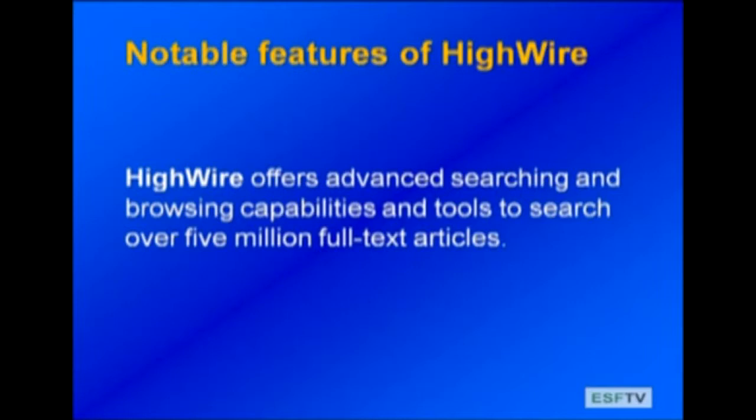One of the neat things about Highwire, just like Google Scholar, is that they offer advanced search options. And they have over 5 million full-text articles available. So again, Highwire Press, from a very notable and reputable university, Stanford University, and they have access to over 5 million journal articles.